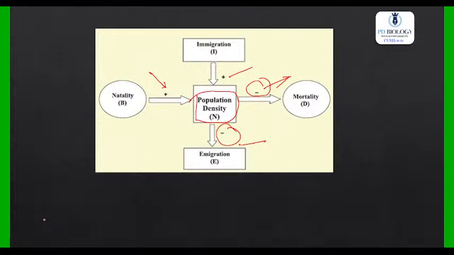So therefore, if N is the population density at time t, we can write N t plus 1 equals N t plus birth plus immigration minus death plus emigration.